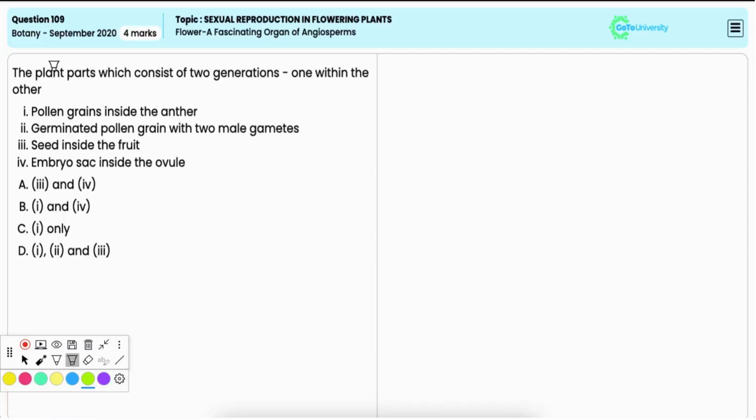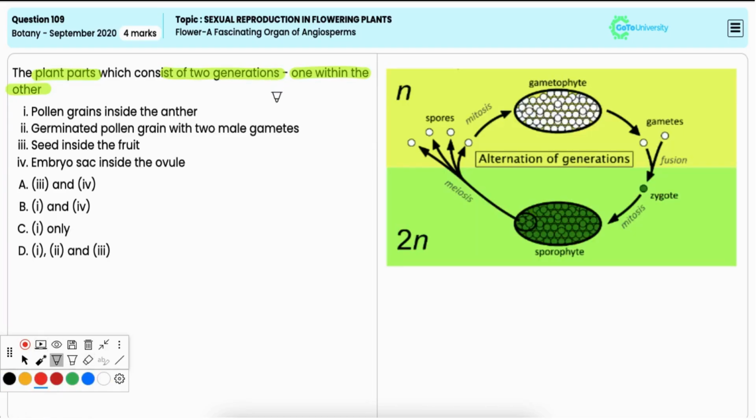Question: you have to identify the plant parts which consist of two generations, one within the other. Now statement 1, pollen grains inside the anther.